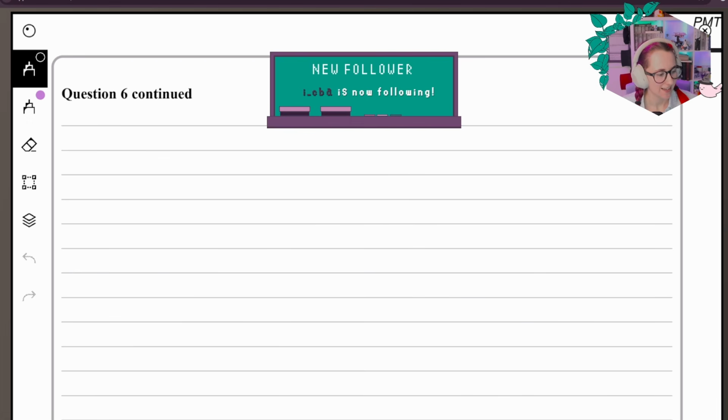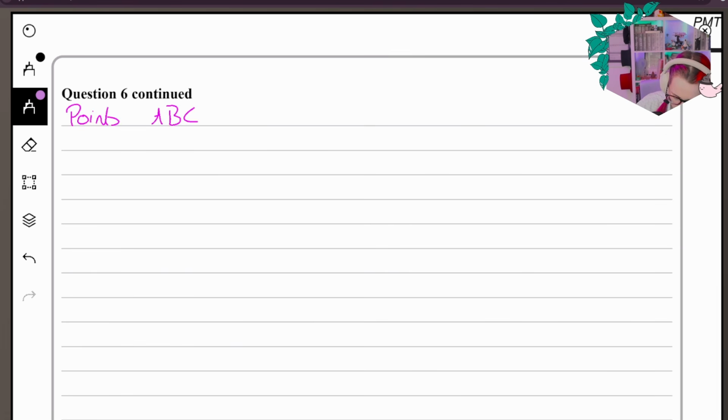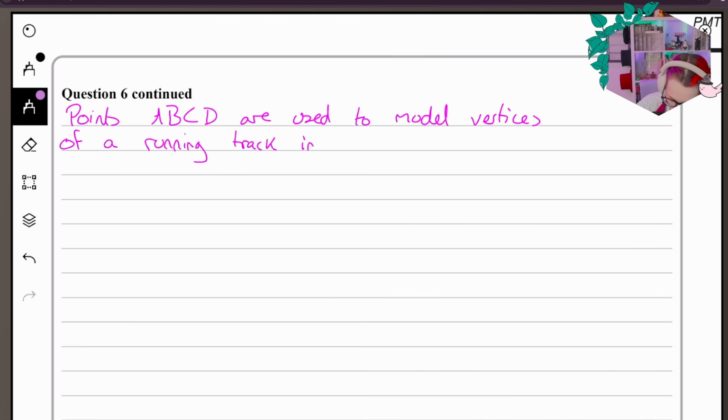Welcome, welcome. Okay, so part 2 of this question then has, so we have that AD is parallel to BC. We have that points A, B, C, D are used to model vertices, so the sides of a running track in the shape of a quadrilateral.